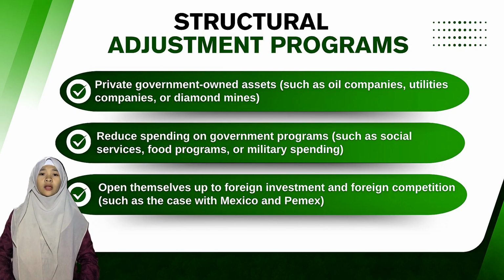The next condition is that countries must privatize government-owned assets. This means businesses or industries controlled by the government, such as oil companies, utility companies, or mines, may be sold to private companies or foreign investors. The second condition is reducing government spending. Countries may need to cut the budget for social services, food programs, education, healthcare, or even military spending in order to save money and improve the economy.